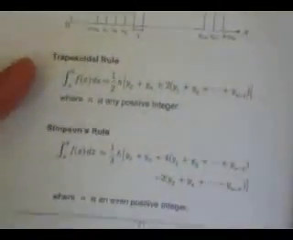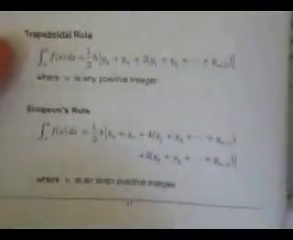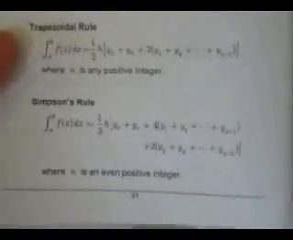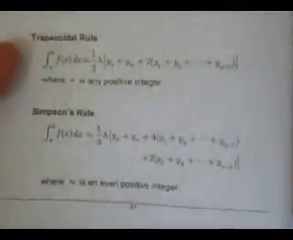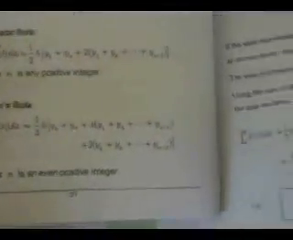So what are the advantages and disadvantages of the trapezoidal rule? The advantage is that it's simple to use, and the disadvantage is that, compared to Simpson's rule, it will not be as accurate in finding the approximate value.